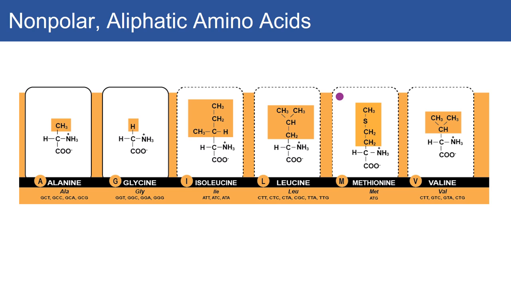As noted, methionine, which does have a sulfur in it, and proline are sometimes included in this group and sometimes not. So you'll see them sometimes in the polar group, and sometimes in the nonpolar, aliphatic group. But for this representation, I have put methionine in the nonpolar aliphatic group, and that's pretty common.